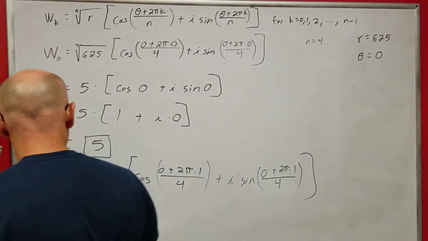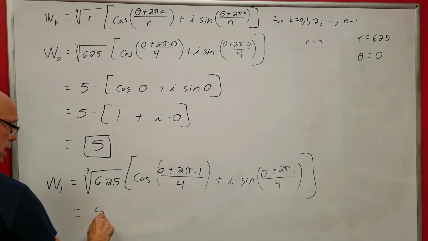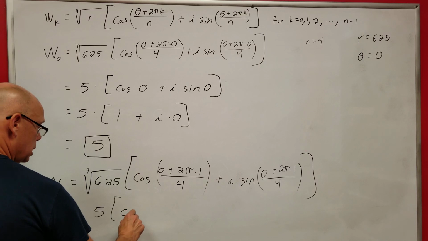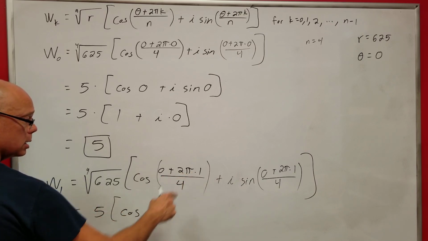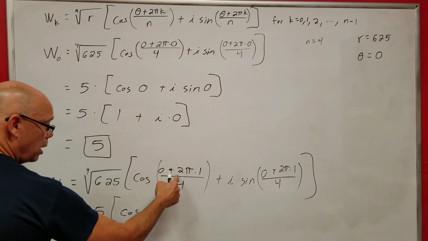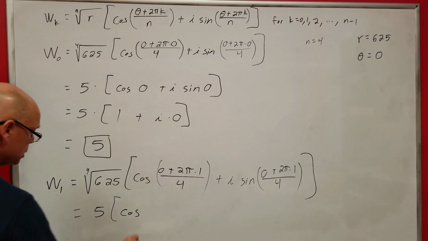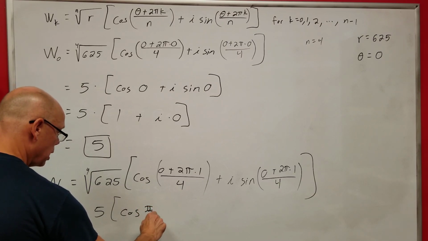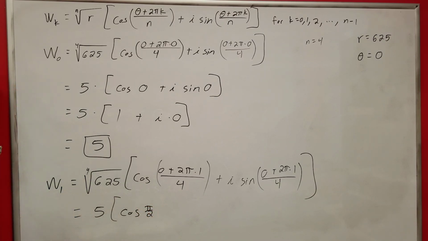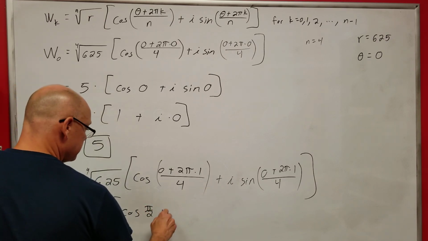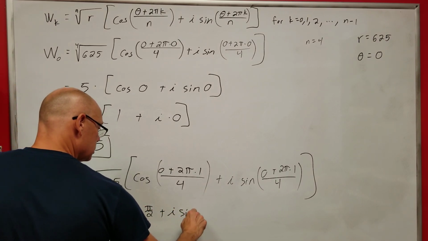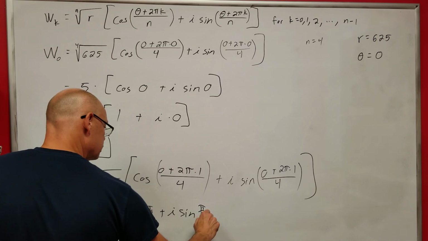All right, so what did we get here? Well, we said that was 5, right? 4th root of 625. Now this will be the cosine of, what does this give me? 2 pi over 4? What's 2 pi over 4? Pi over 2 plus i times the sine of pi over 2.